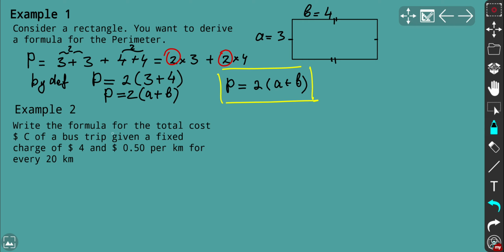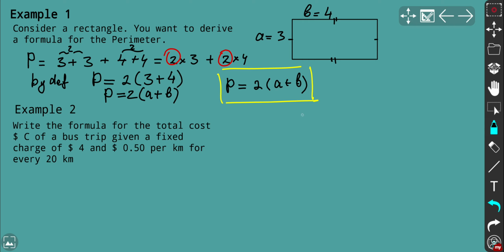All right, let's go to example 2. Here you need to write the formula for the total cost, C in dollars, of a bus trip, given a fixed charge of $4.50 and $1 per kilometer for every 20 kilometers. So we are given the cost, and first we need to write the formula for the total cost using those two parameters.